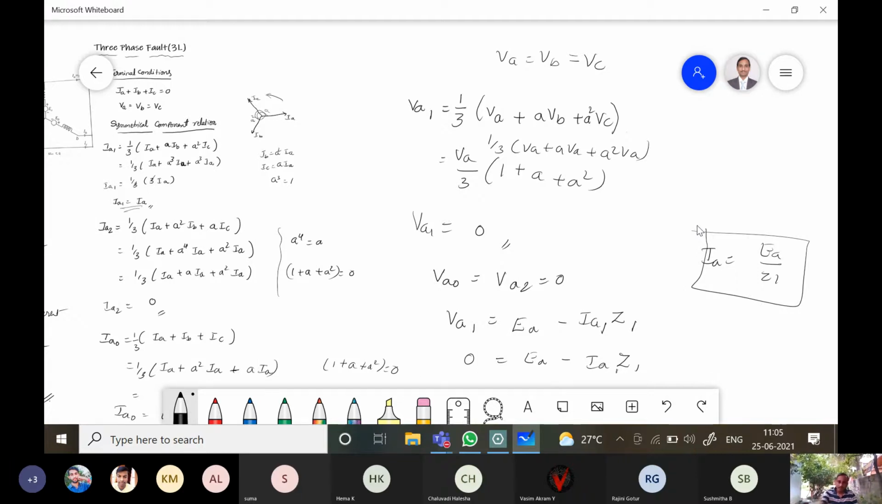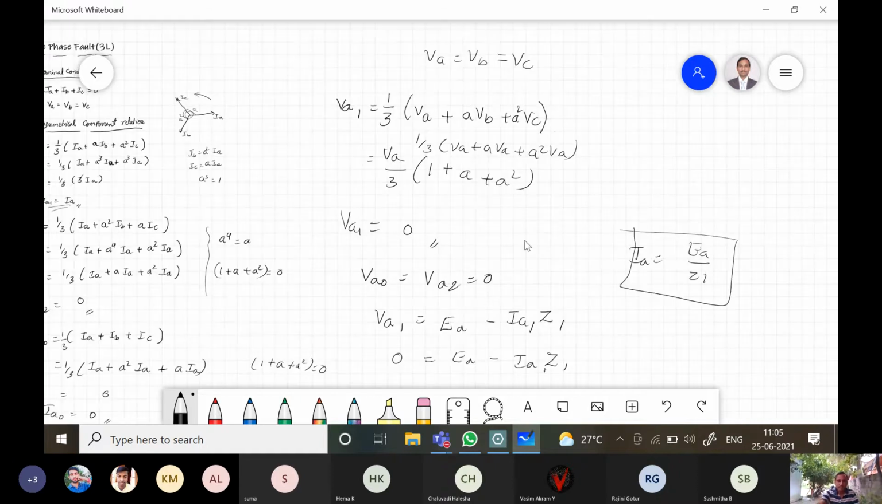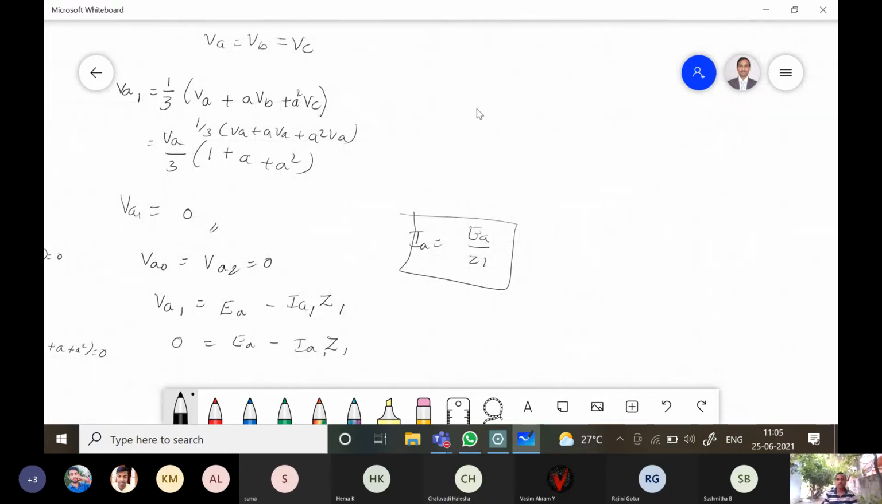So therefore we will write the positive sequence network for this. The positive sequence network will be like this. So plus and minus, this becomes EA, and Z1 is the only impedance present. This is the reference. Okay, and what is the current flowing here? That is equal to IA1. IA1 is equal to IA, both are the same. This is the positive sequence network for three-phase fault.